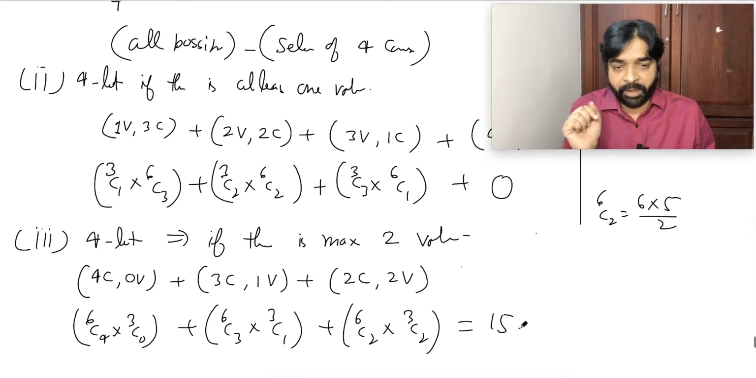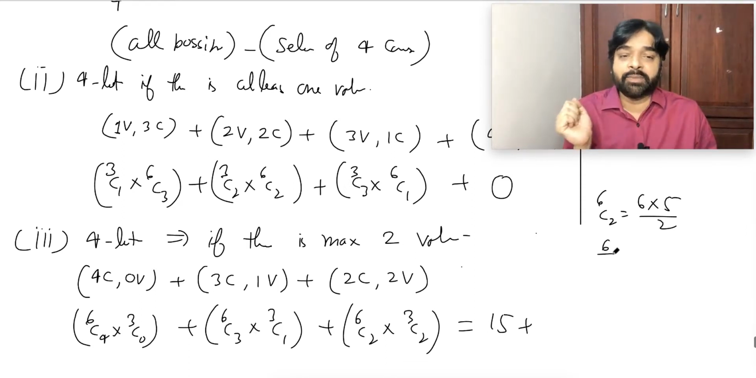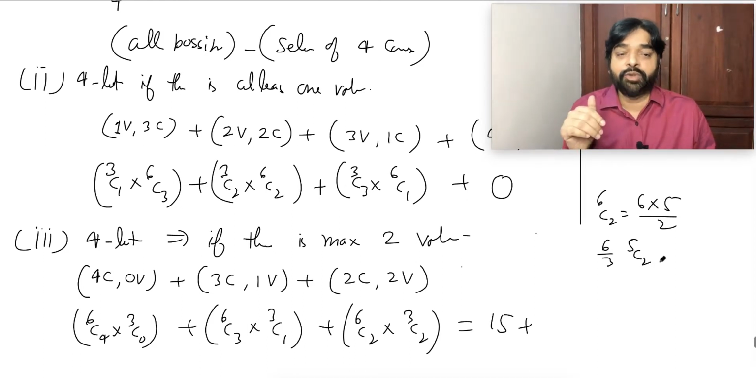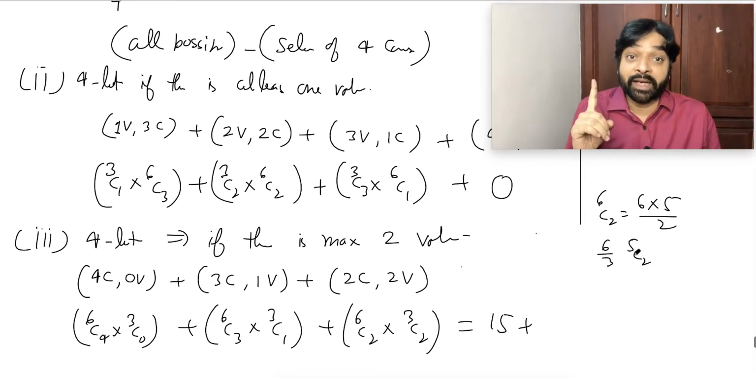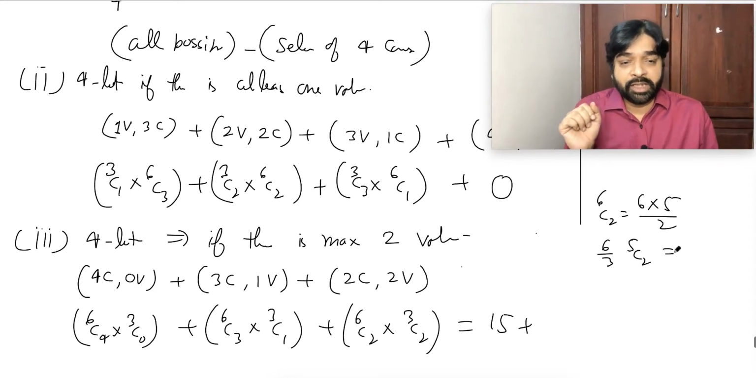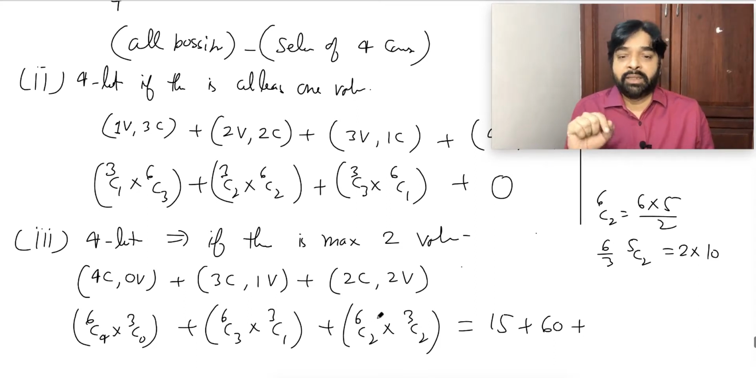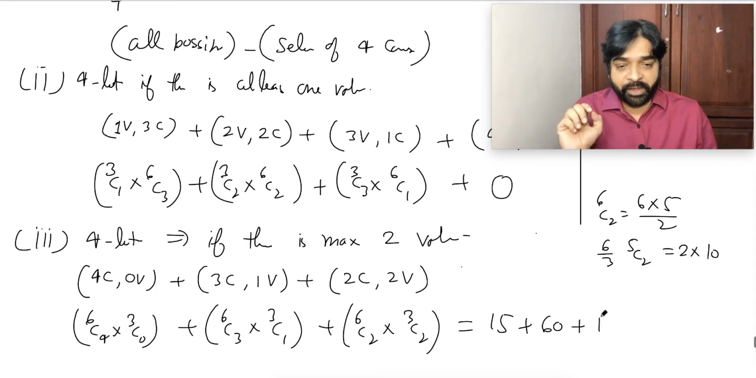So 15 plus this value 6C3. 6C3 I can write as 6 by 3 into 5C2. NCR we can write as N by R into N minus 1 C R minus 1. 6C3: 6 by 3 is 2, 5C2 is 5 into 4 by 2 means 10, so 20. 20 into 3, 60, plus 6C2, 15, we already calculated, into 3C2, 3. So 15 into 3, 45. That will be 120.